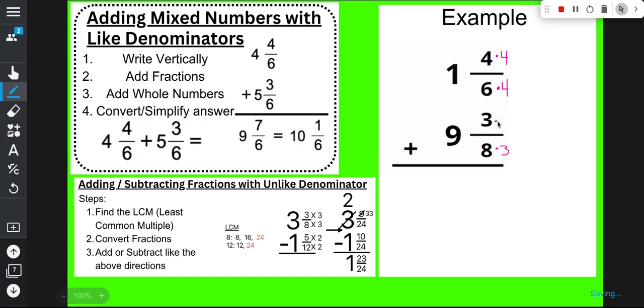By coming up with the least common multiple, we are going to have a more simplified answer than if we just used any other numbers that they have in common. So I'm now going to rewrite my problem. I have 1 and 16/24. And I have 9 and 9/24.